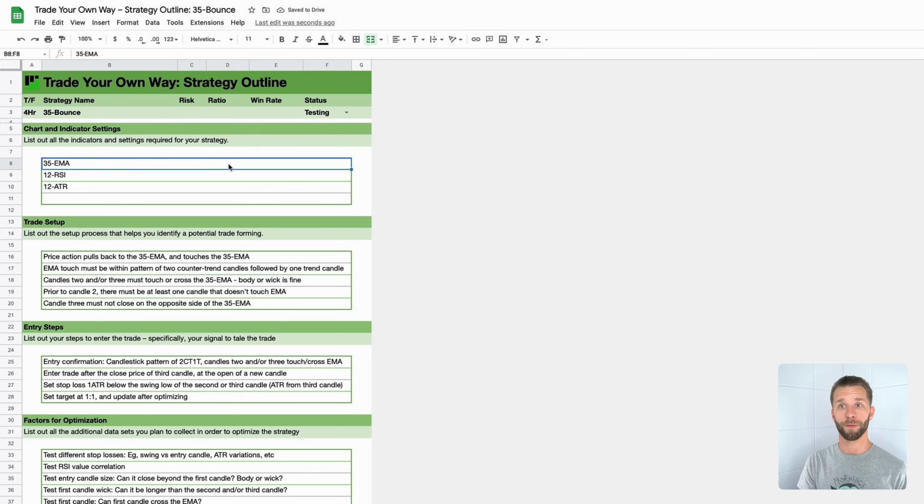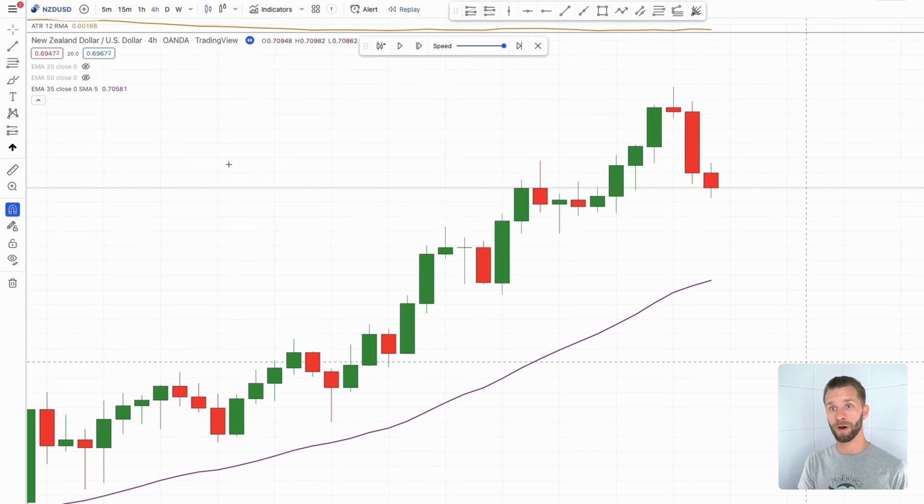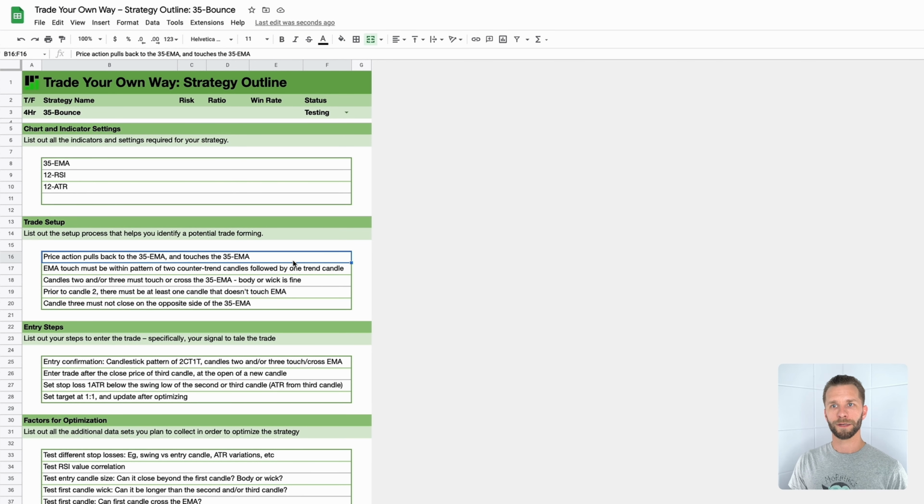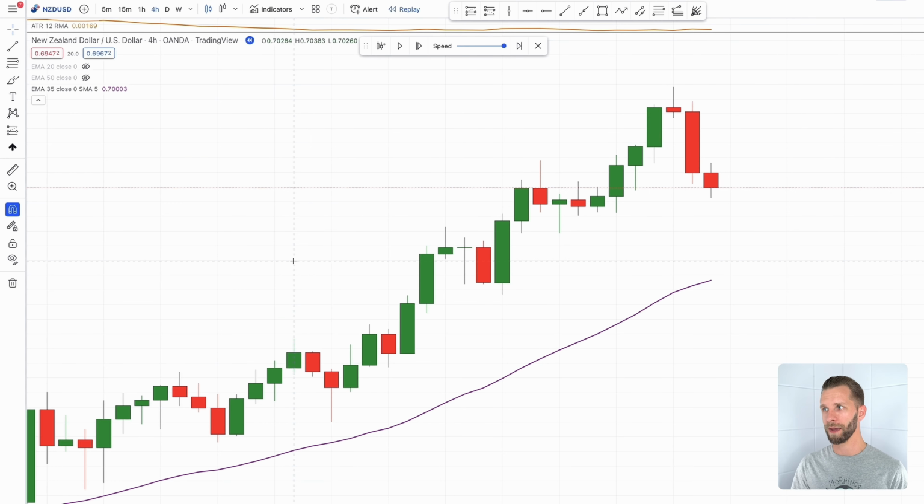We need to confirm that we have our 35 EMA, our 12 RSI, and our 12 ATR. We have our 35 EMA, our 12 RSI, and our 12 ATR. We are good to go on them. So now we've got to look for our trade setup. We have 5 points in here. First point being price action pulls back to the 35 EMA and touches the 35 EMA.